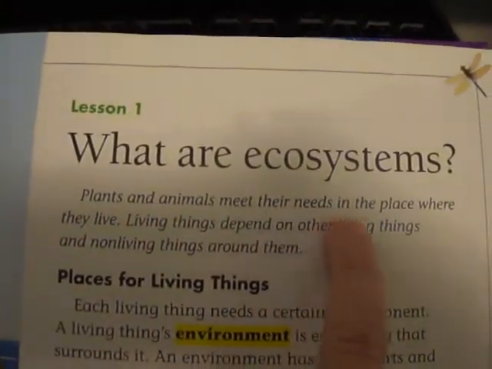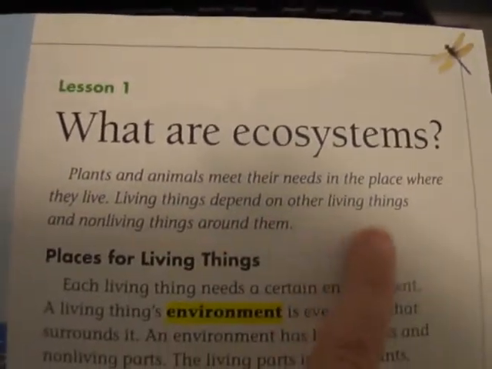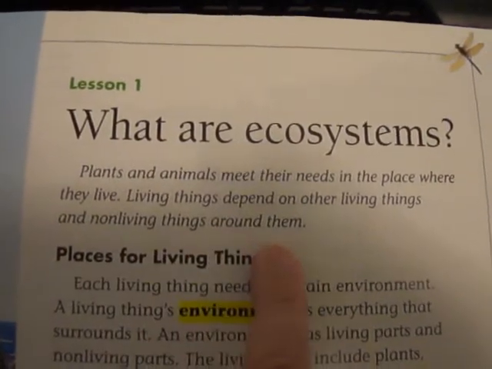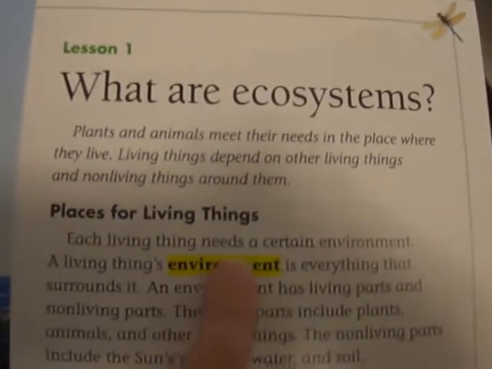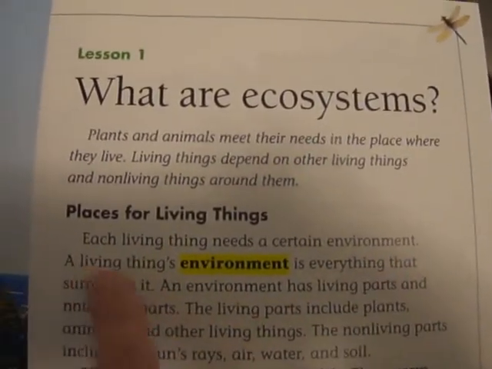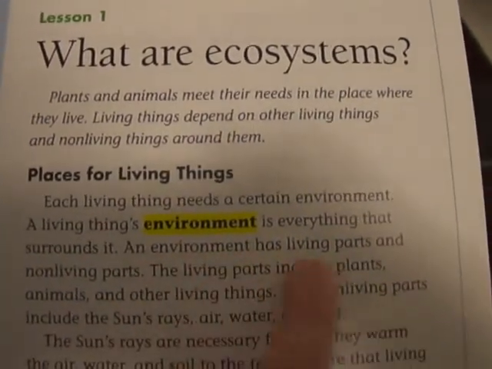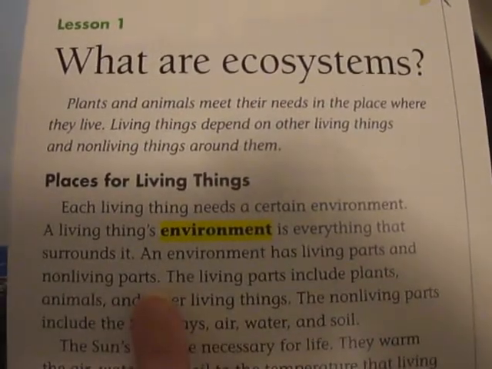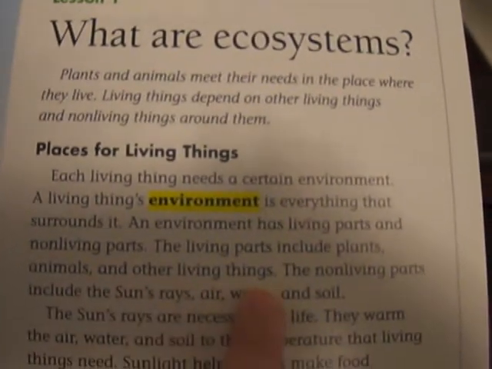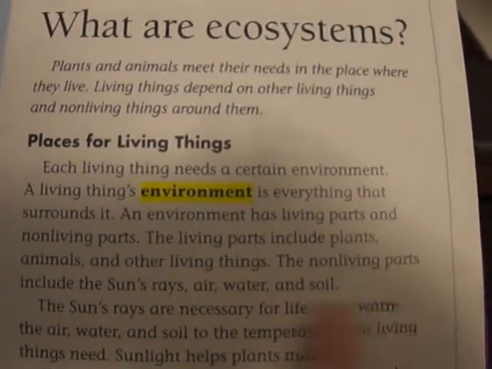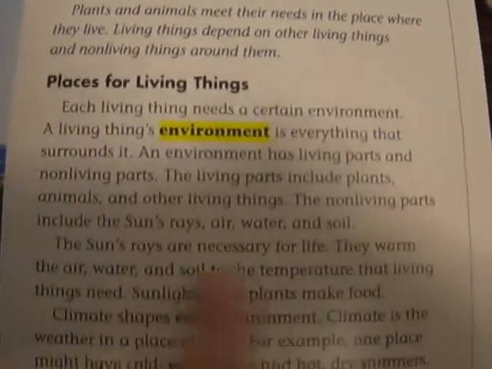Plants and animals meet their needs in the place where they live. Living things depend on other living things and non-living things around them. Places for living things. Each living thing needs a certain environment. A living thing's environment is everything that surrounds it. An environment has living parts and non-living parts. The living parts include plants, animals, and other living things. The non-living parts include the sun's rays, air, water, and soil.